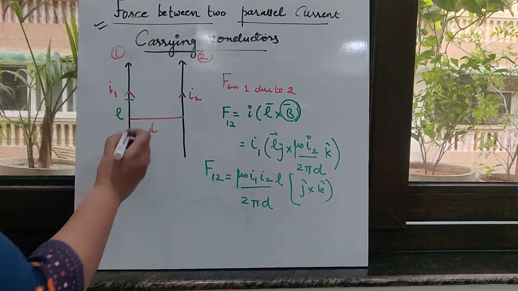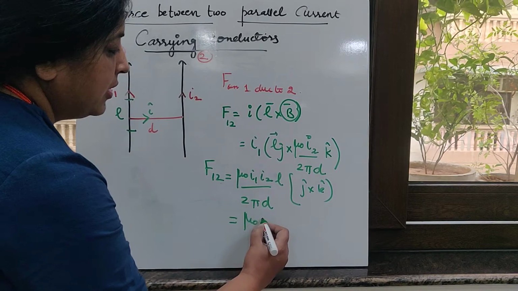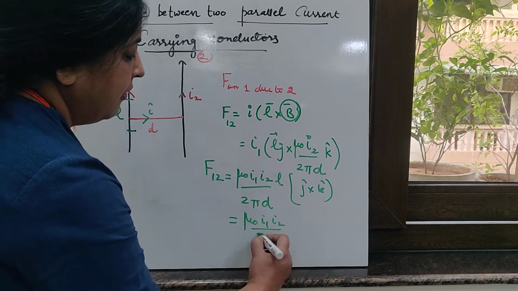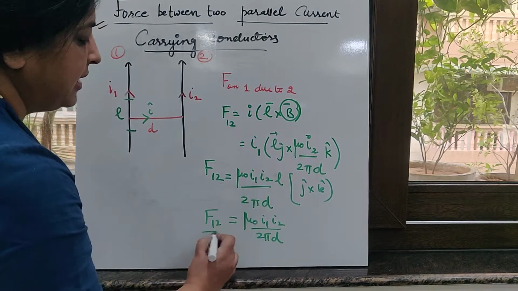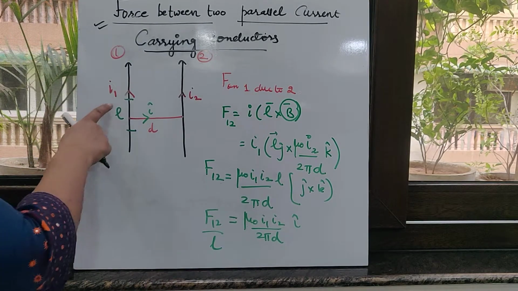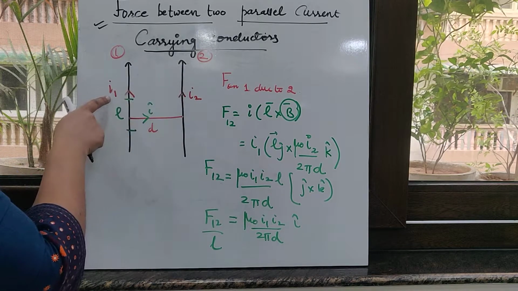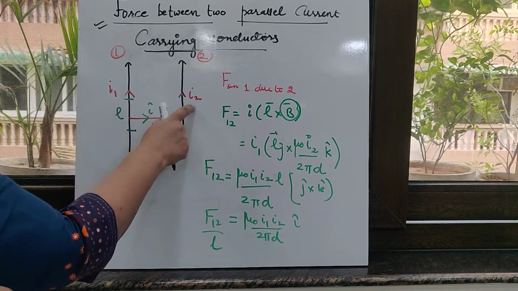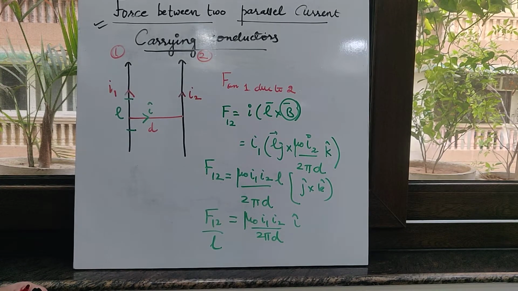Now j cross k is nothing but I. So this becomes mu naught I1 I2 divided by 2 pi d, and F12 by L I will take over here. So this becomes like this. So the force per unit length on conductor 1 due to the magnetic field produced by conductor 2, because it carries a current I2, will be equal to mu naught I1 I2 divided by 2 pi d.